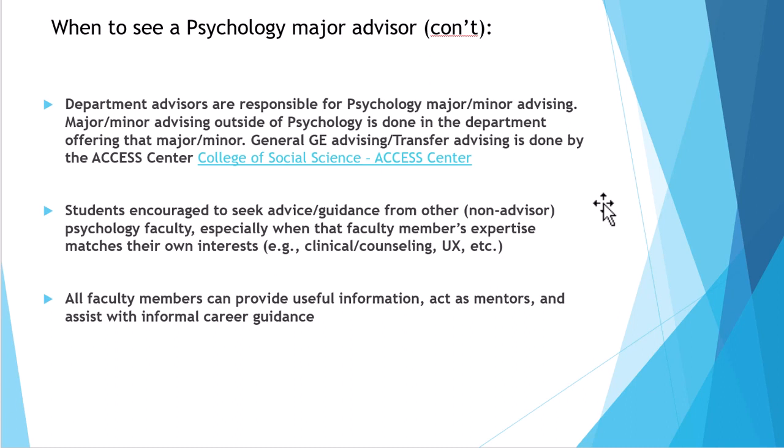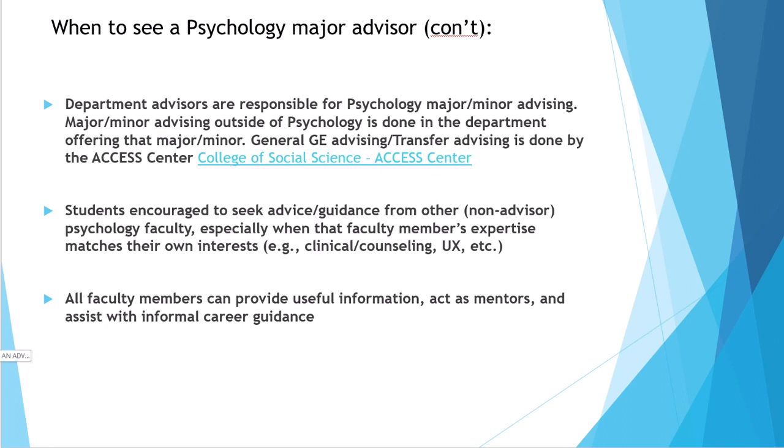All other general types of advising, like GE advising, transfer advising, probation issues, those kinds of things, are done within the Access Center on campus. The academic advisors at the Access Center can help you with those kinds of general advising questions. Here is the link to their website. I think you can make appointments from their website about those kinds of general advising issues.